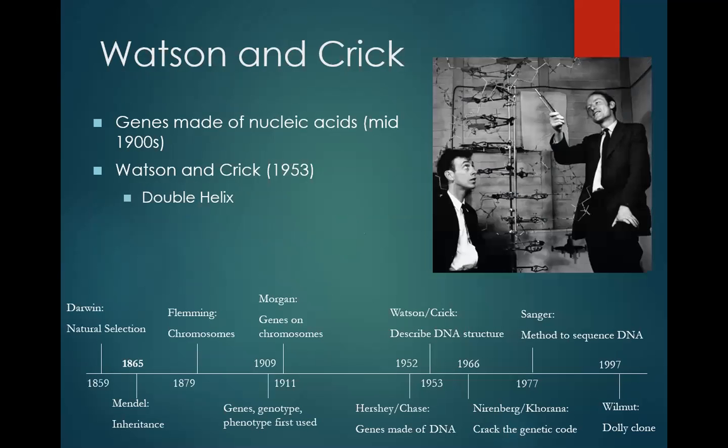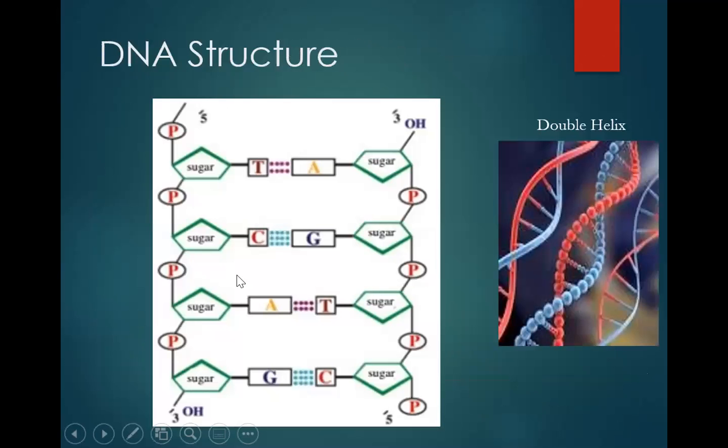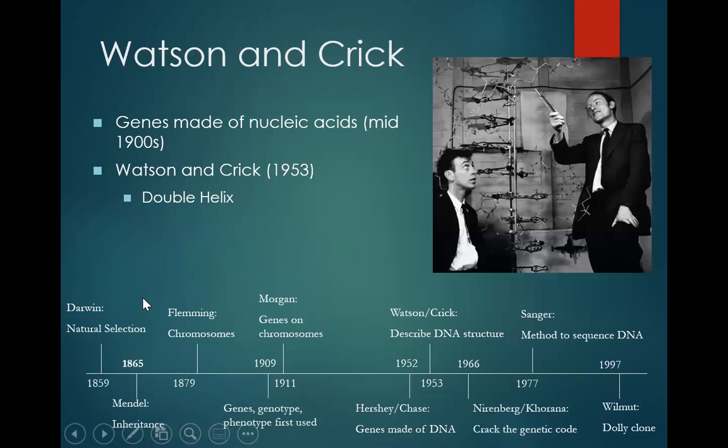If you look at the timeline down here, there's Darwin with natural selection in the 1850s, and Mendel in the 1860s. You can see that Fleming, a little bit later on, discovered that we had chromosomes. Morgan eventually discovers that genes are on chromosomes and that genes are linked to chromosomes.